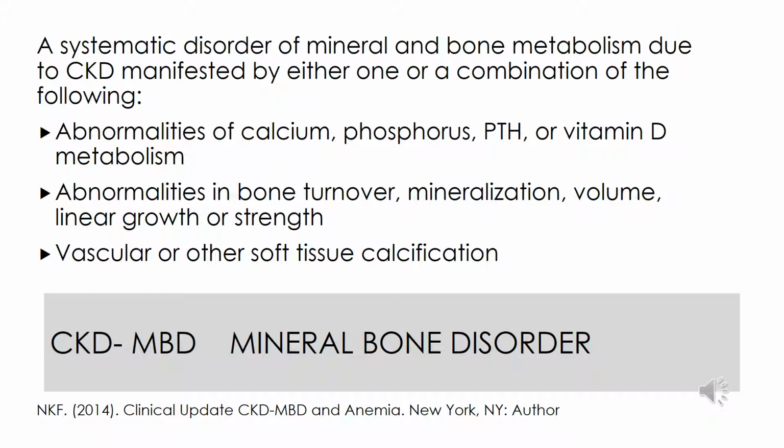So it's a systemic disorder of the mineral and bone metabolism due to kidney disease. And you can have abnormalities related to calcium, phosphorus, parathyroid hormone, and vitamin D metabolism, which we can monitor, no problem there. But you can also have abnormalities of bone turnover. This mineralization can be an increase or decrease, so it makes a difference in how the patient is treated. Then if you treat the patient with calcium, there's concern for vascular and other soft tissue calcification issues that we start to worry about. So it becomes quite complicated.